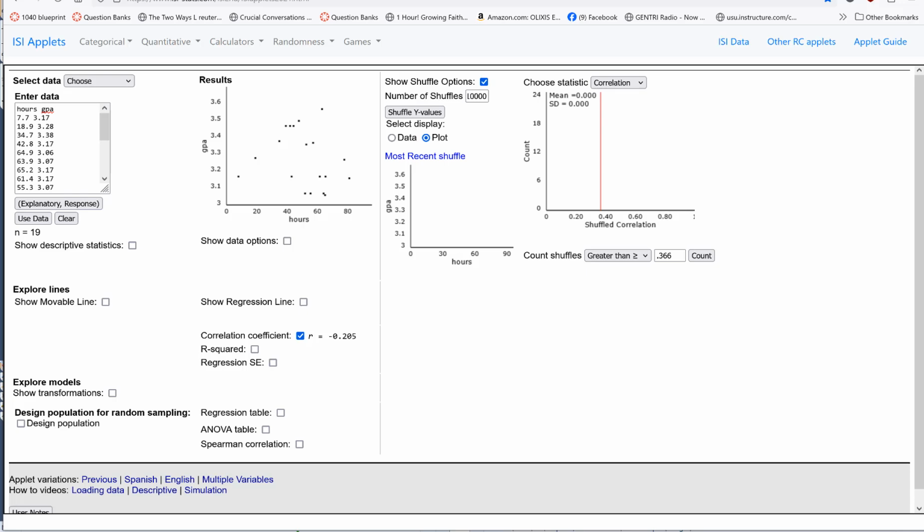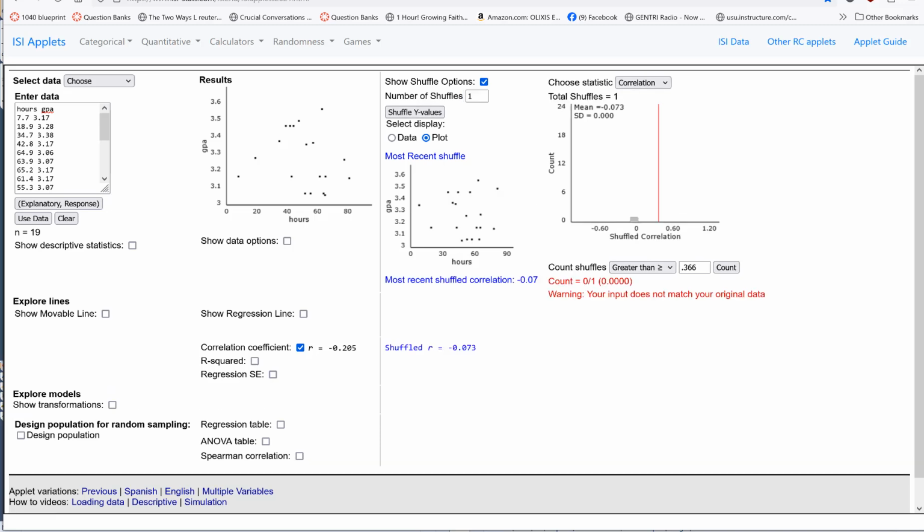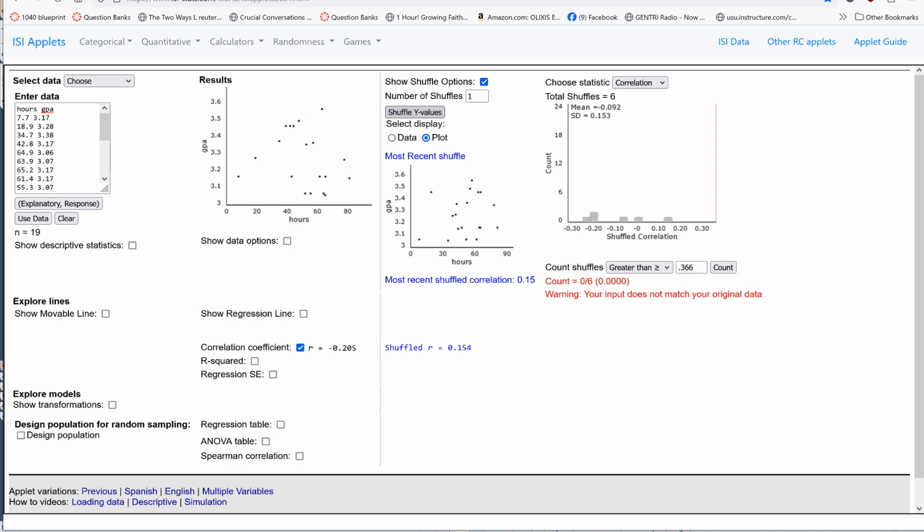So we'll go to our applet. Let's change it to just one shuffle. We shuffle the y values. Notice now I get a new data set and a new correlation, and it puts the new correlation here. I can just do this a few more times. Now I get a different correlation, a different set of data, a different point on my null distribution. We just keep shuffling, and every time I'm getting a different correlation, and it puts a new point on my null distribution. These are different shuffled correlations.